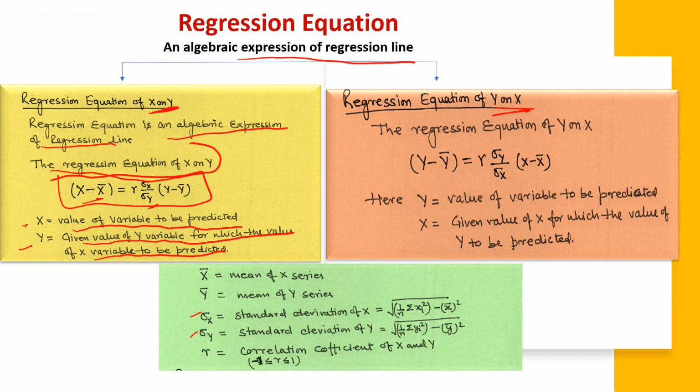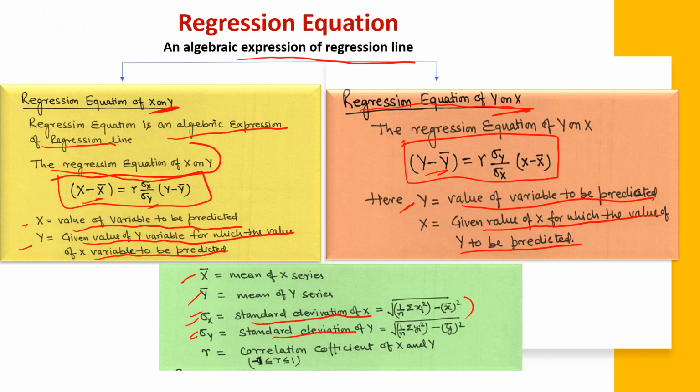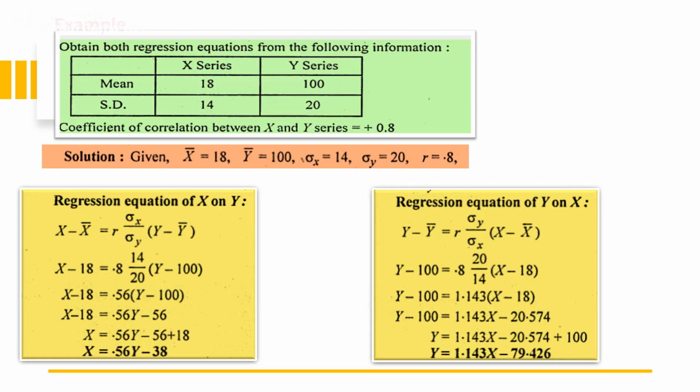Similarly, we define the regression line of y on x, which is y minus y bar is equal to r sigma y upon sigma x into x minus x bar, where y is the value of the variable to be predicted and x is the given value of x for which the value of y is to be predicted. Here we have to note x bar, y bar are the means of the x and y series and sigma x, sigma y are the standard deviations of x and y, which can be evaluated by that formula. And here r is the correlation coefficient of x and y, whose value always lies between -1 and 1.